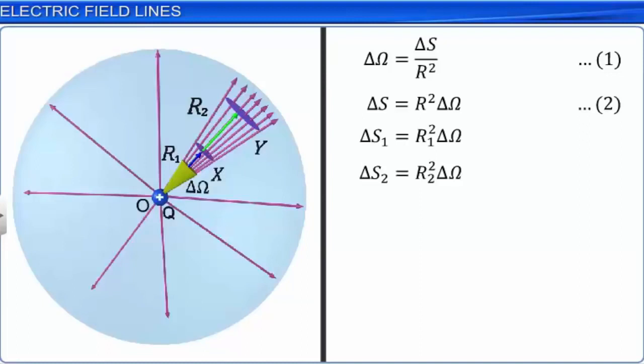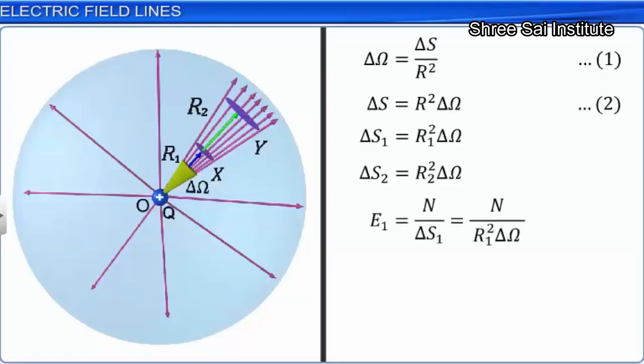The number of field lines, say n, passing normal to delta S1 and delta S2 is also the same. The number of field lines passing normal to a unit area is equal to the electric field strength E. Therefore, the electric field strength E1 at x will be equal to number of field lines per unit area at x, which is equal to n by delta S1 or n by r1 squared into delta omega, using the value of delta S1. Let this be equation 3. Similarly, electric field strength E2 at y is equal to n by delta S2 equal to n by r2 squared into delta omega. Let this be equation 4.